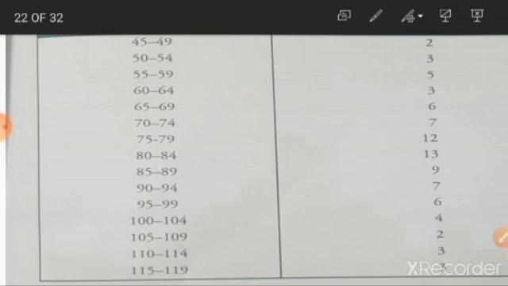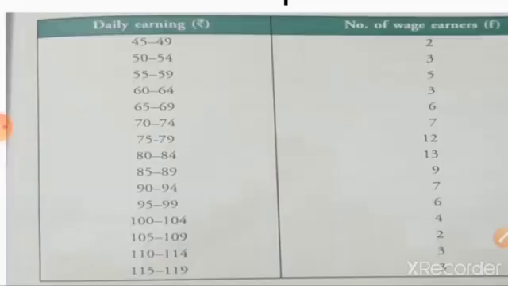Like this we make the unequal classes into equal class intervals. Understand? In this way only, we make the unequal class intervals into equal class intervals.